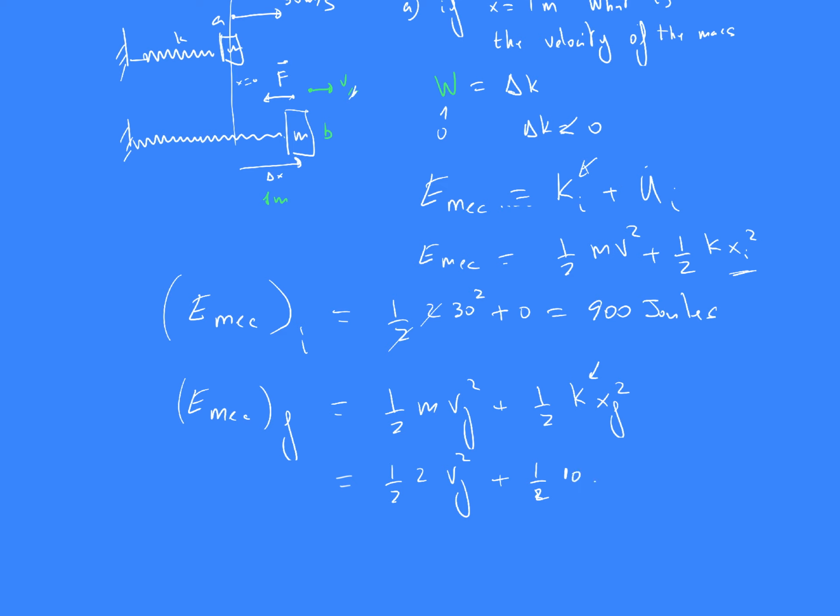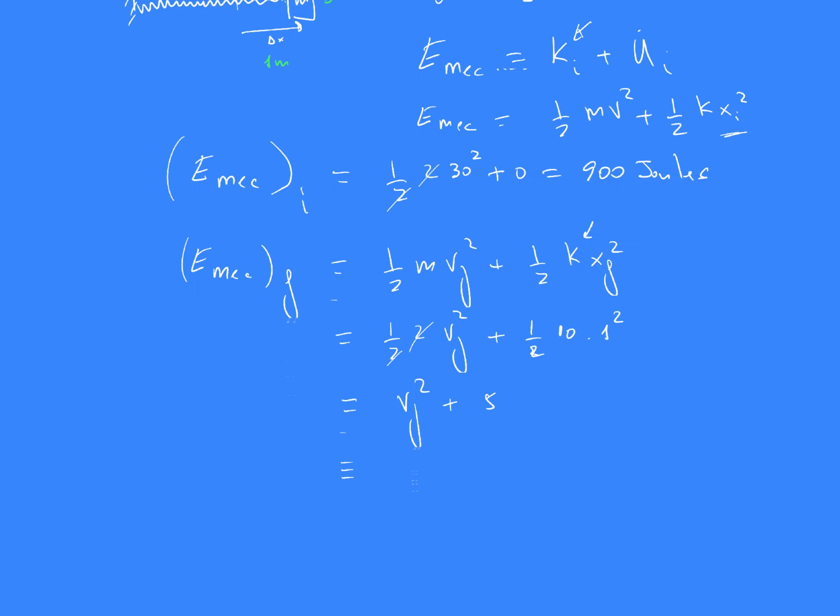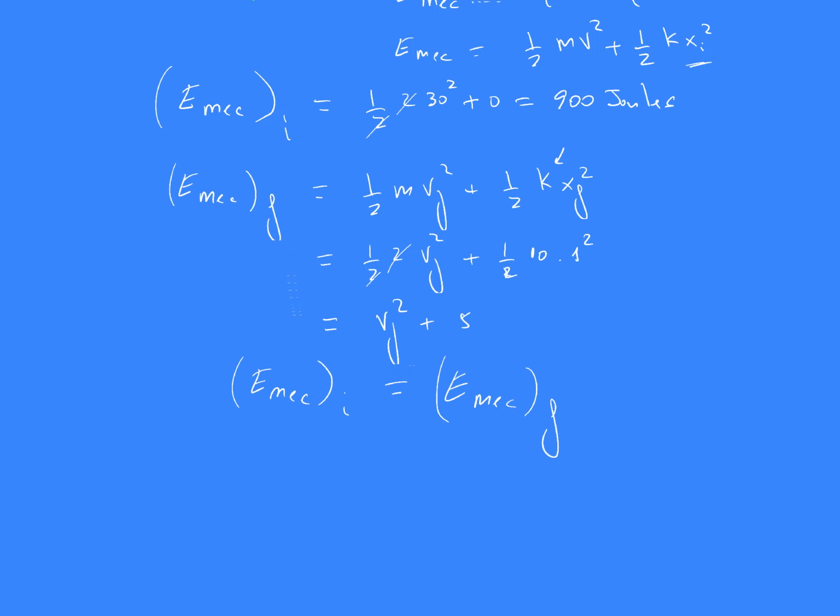The final position is when x equals 1 meter, so it will be 1 squared. So as a result, the mechanical energy final will be Vf squared, the 2 cancels with the 2, plus 10 divided by 2, which is 5. So the equation says that the mechanical energy is conserved. The initial mechanical energy equals the final mechanical energy. Initially, I have 900 joules. Finally, I have Vf squared plus 5.